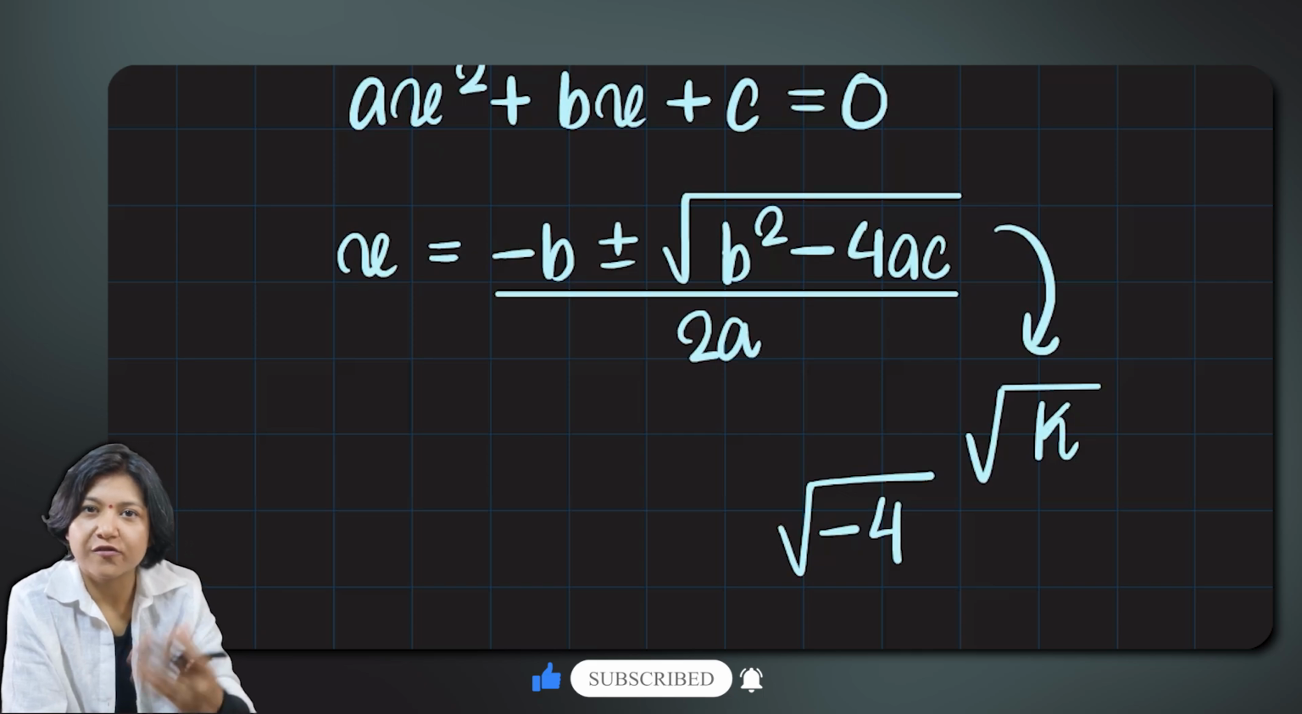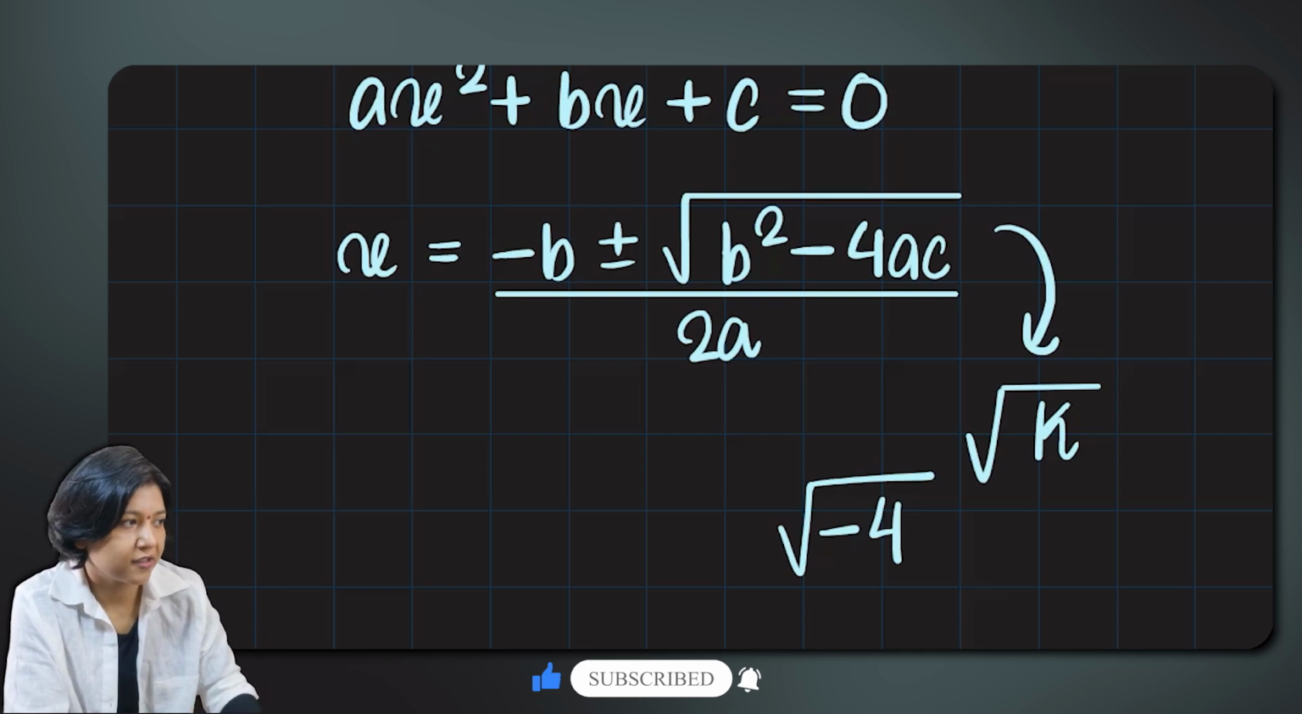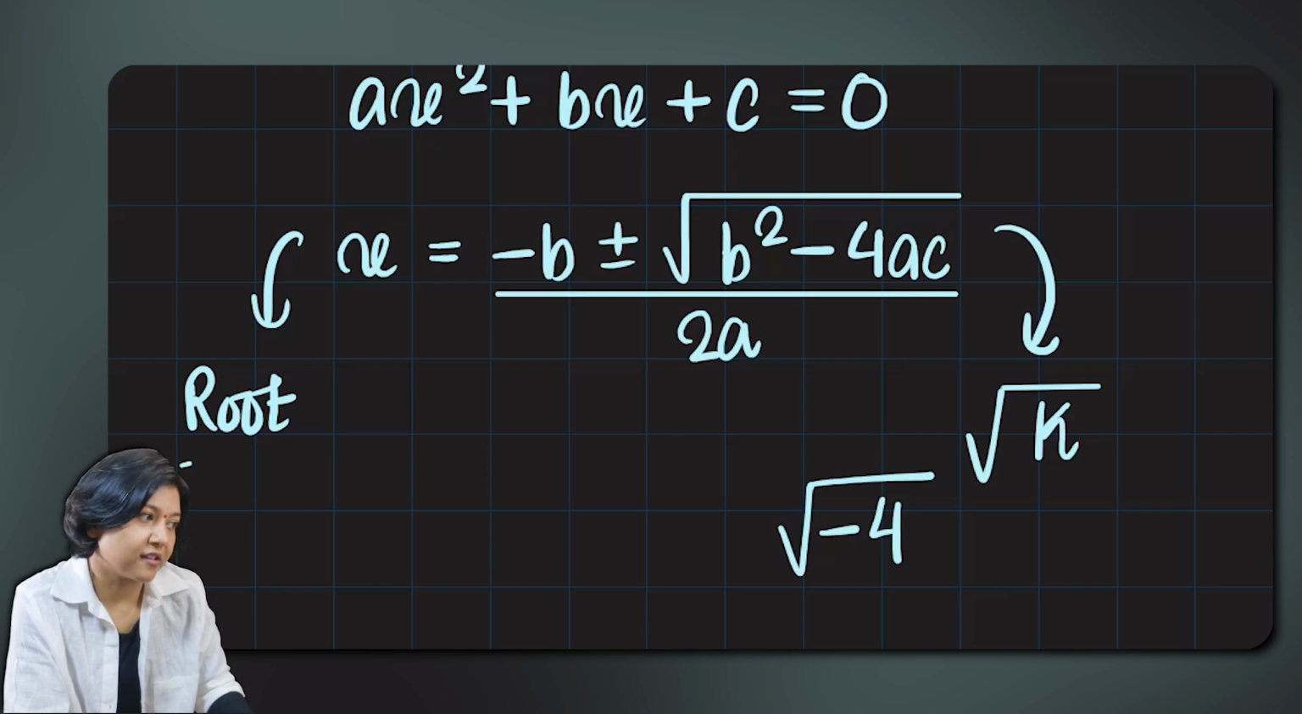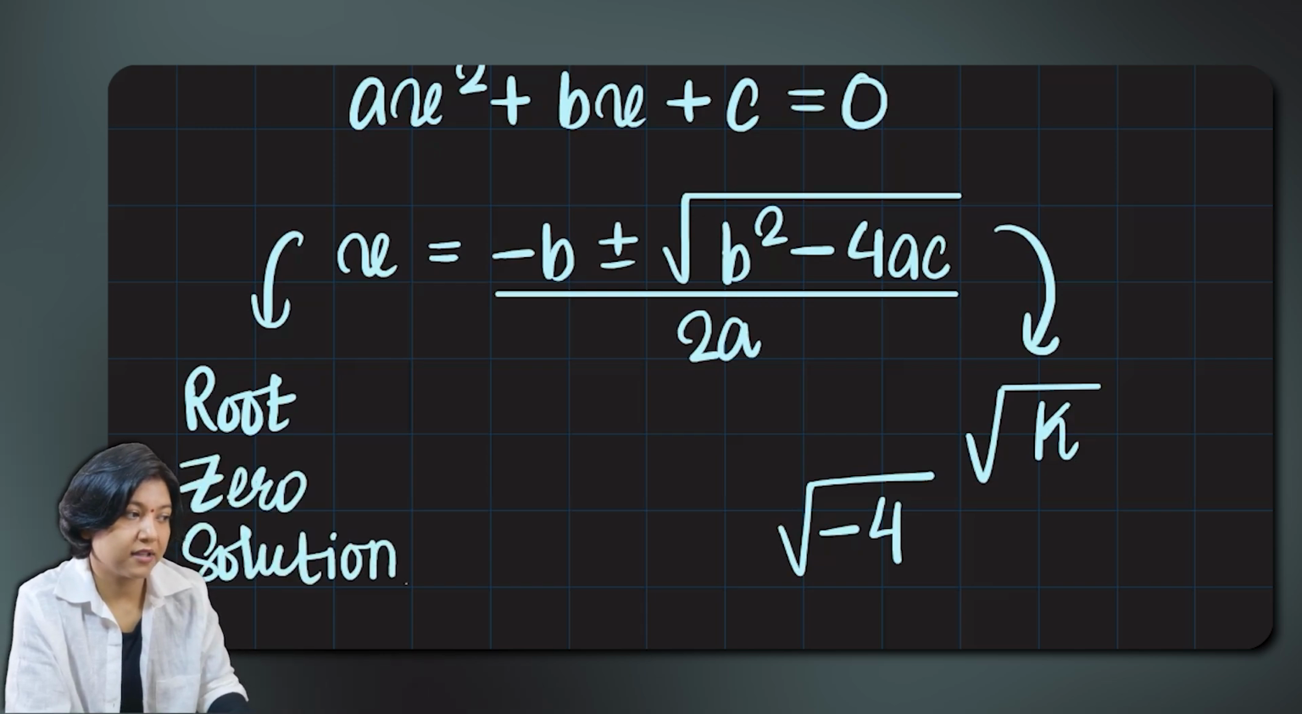We use different words for the same value of x, okay? The value of x in a quadratic is called the root. Sometimes we call it the zero as well. We also call it the solution. So all of these represent the same thing, okay?